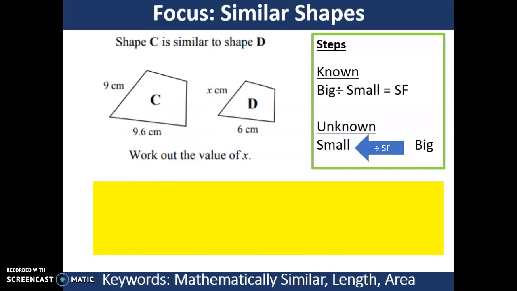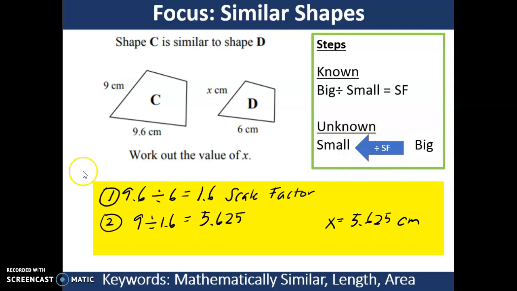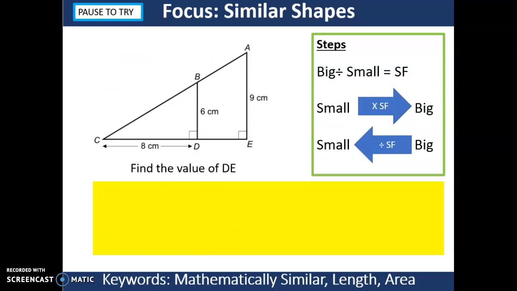Okay, similarly, in this case, we need to take the big divided by small when we find a scale factor. But this time we'll go from big to small, because clearly it's bigger than this guy. If we go from big to small, we now need to divide. Here's your answer right here. So 9.6 divided by 6 gives you 1.6. We then take 9 divided by a scale factor of 1.6 and we get 5.625. Okay, pause the video for you to try this one.